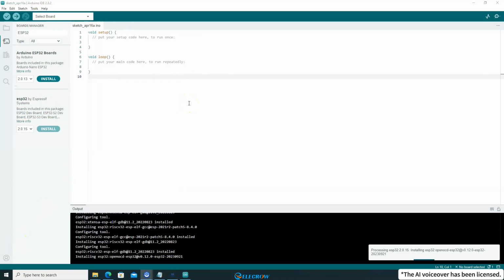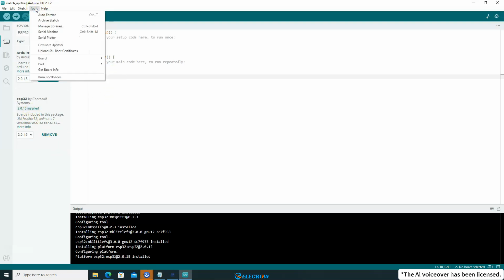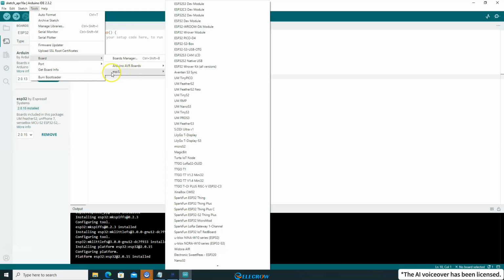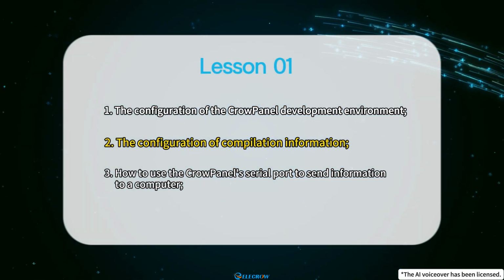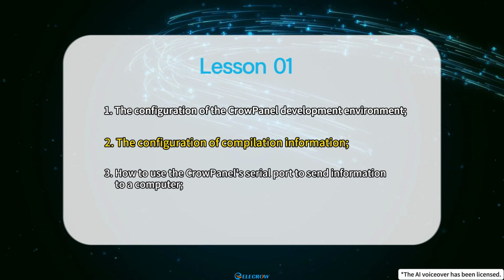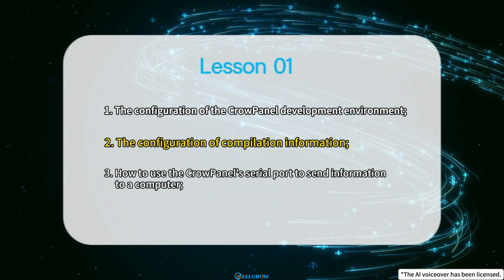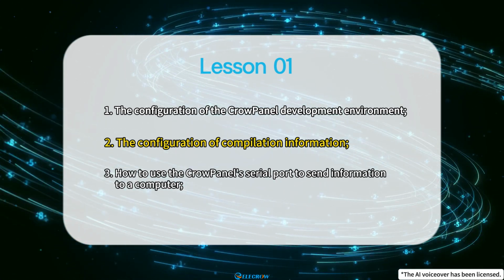The installation of the ESP32 package takes a bit long, so I will speed up this part of the screen. Okay, when the installation is complete, we can click Tools and expand Boards. Then we can see all the boards supported by the installed ESP32 package. After completing the first point, we can develop ESP32 on the Arduino IDE. But in order to make the content of this lesson more coherent, I placed how to configure compilation information in the second point.